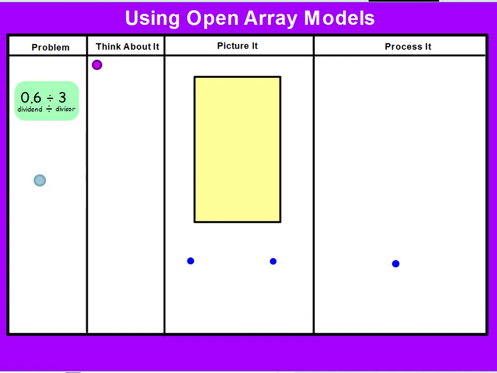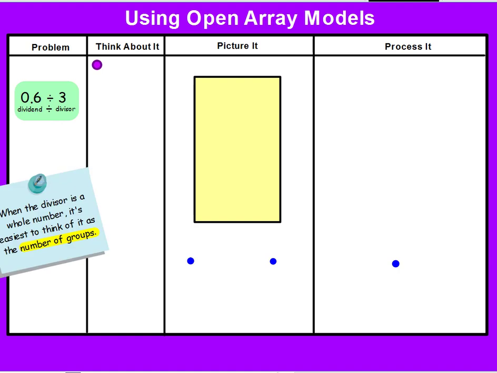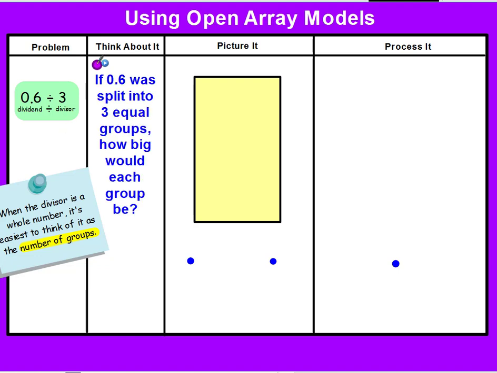Alright, so now let's work out this division problem using models. So here I have 6/10 divided by 3. Again, my 6/10 is my dividend and my 3 is my divisor. So when the divisor is a whole number, it is easiest to think of it as the number of groups. So here I have 6/10. That's my number of groups divided into 3. So the way we think about this is, if 6/10 was split into 3 equal groups, how big would each group be? Well, here I have a model that I'm going to represent as a whole.